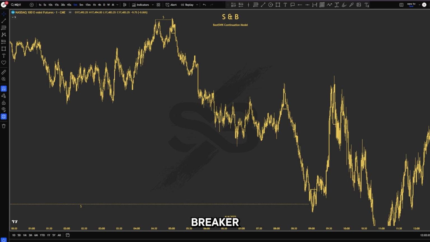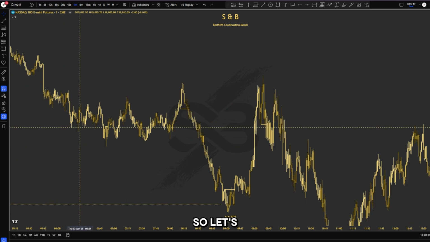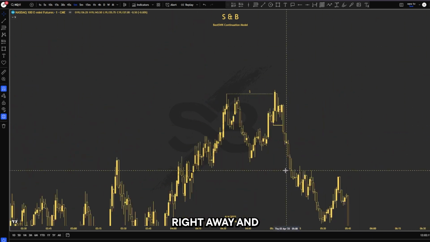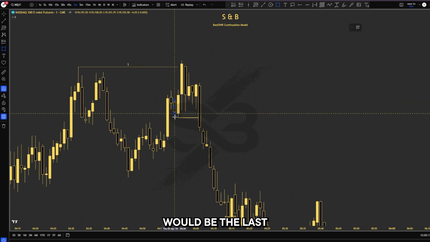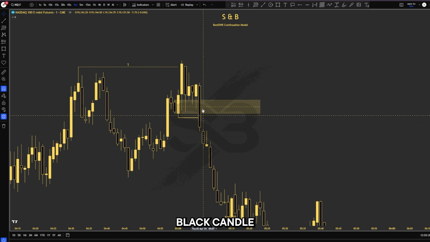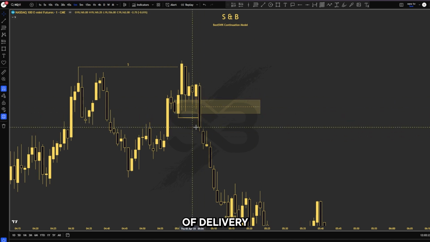What are breaker blocks? Breaker blocks are basically an order block, but inverse for the opposite direction. So let's go into some examples right away and showcase what that looks like. Here in this case, for example, the breaker block would be the last black candle before we had a change in state of delivery to the downside.